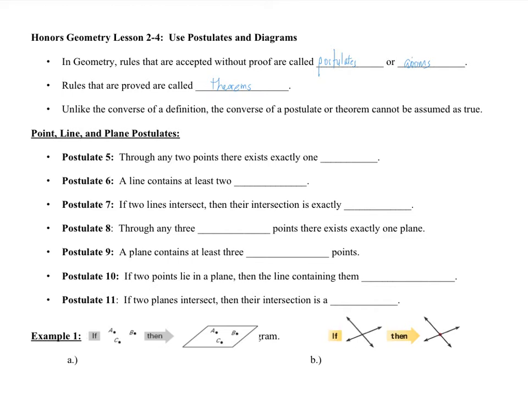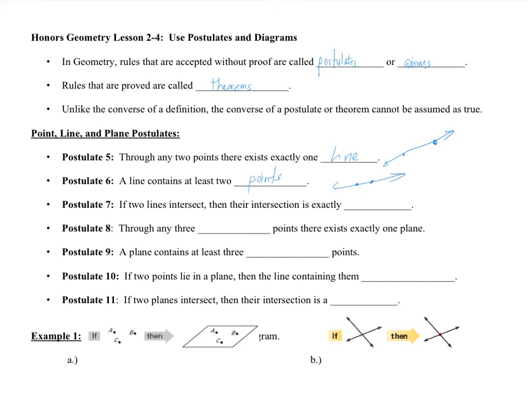Let's look at some postulates for the point, line, and the plane. Postulate 5. Through any 2 points, there exists exactly one line. So if I draw any random 2 points, I could draw a line through the 2 points. Postulate 6. A line contains at least 2 points. So if I just draw a line, there are infinitely many points on the line, but you need at least 2 points to form a line.